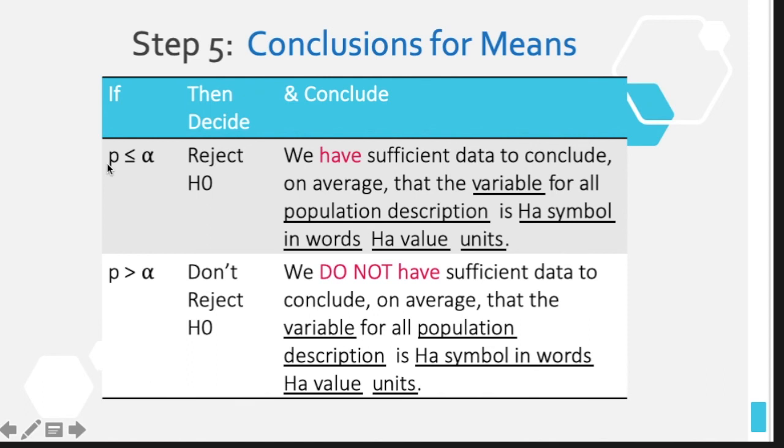So tiny p-values, remember that we're assuming the null is true, and the tiny p-value is the probability that we would have gotten the data that we got if the null really was true. So if we have a tiny p-value, our alternative is probably true. If we have a large p-value, then our alternative probably is not true. So do keep that in mind when you're going to write conclusions for the test.